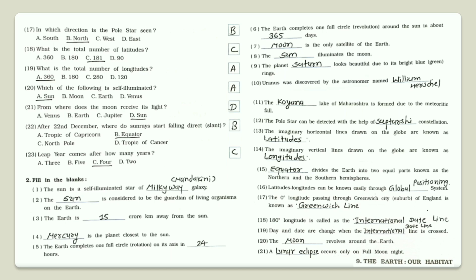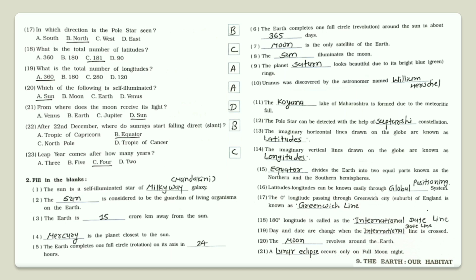Eleventh number: the Koyana Lake of Maharashtra is formed due to a meteoritic fall. Twelfth number: the pole star can be detected with the help of the Saptarshi constellation. Thirteenth number: the imaginary horizontal lines drawn on the globe are known as latitudes. Fourteenth number: the imaginary vertical lines drawn on the globe are known as longitudes.